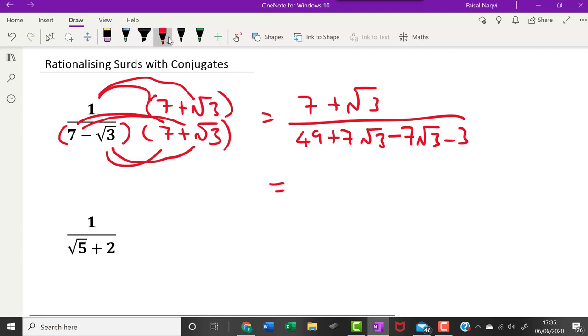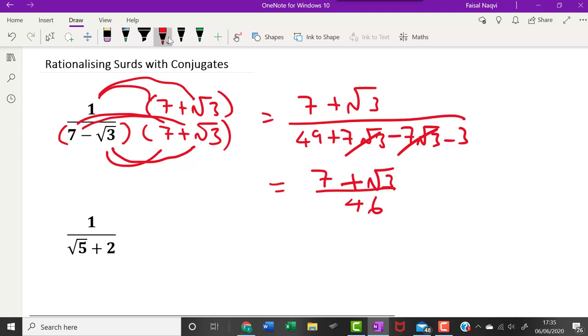If I simplify this down, my numerator stays the same, and in my denominator, the plus 7 root 3 and the minus 7 root 3 cancel out. 49 take away 3 is 46. That's my final answer.